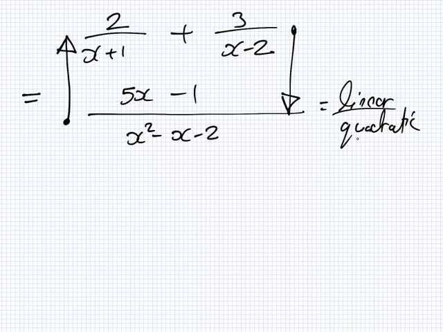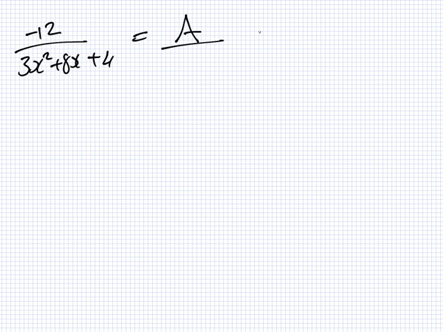So, what's the question? Minus 12 over 3x squared plus 8x plus 4. Right, so what you're trying to do is write this as a number over a factor, plus a number over a factor. These two factors are kind of easy to figure out because they must have been the two things that multiplied to make this. So we have two factors here, 3x plus 2 and x plus 2.